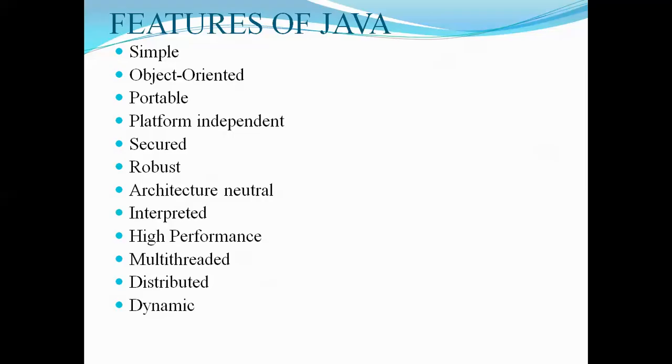Next one is robust. Robust means strong. Why Java is robust? In general, for every programming language, errors are generated in two levels. First one is the compile time errors. Compile time errors are the errors generated at compile time, and these errors can be handled by any language very easily. The second one is the runtime errors, and these are the errors generated during the execution time of the program. Runtime errors are also known as logical errors or exceptions.